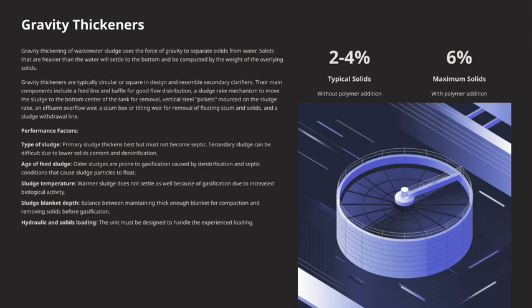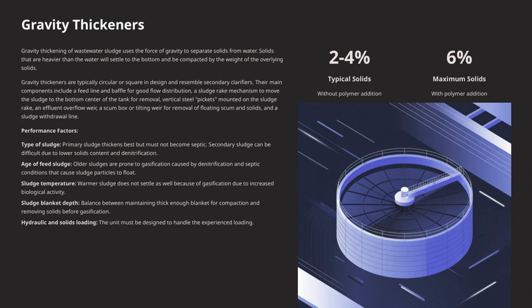Inside, you'll find several important components. There's a feed line and baffle that help distribute the flow evenly, ensuring the sludge enters smoothly. Then, there's a sludge rake mechanism that moves the settled sludge toward the bottom center of the tank for removal. You'll also see vertical steel pickets mounted on the rake, which help in the movement and settling process. An overflow weir allows the clarified water to exit, while a scum box or tilting weir handles floating scum and solids. Finally, there's a sludge withdrawal line for removing the thickened sludge.